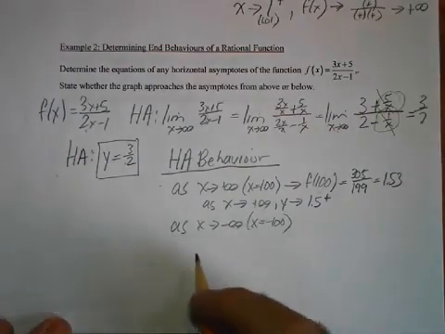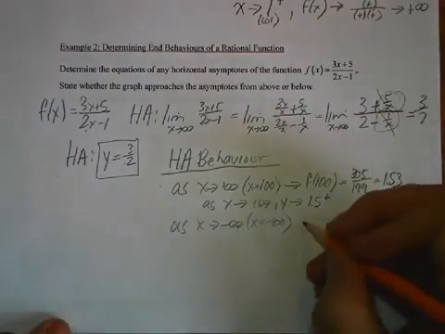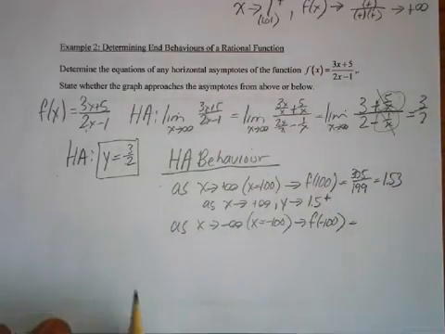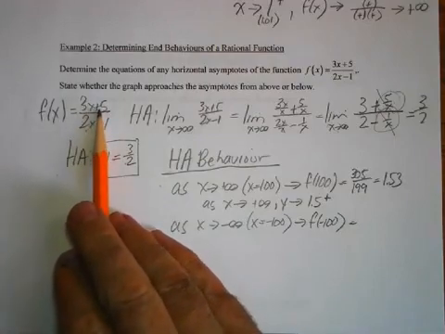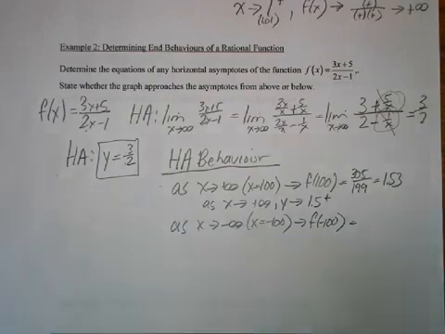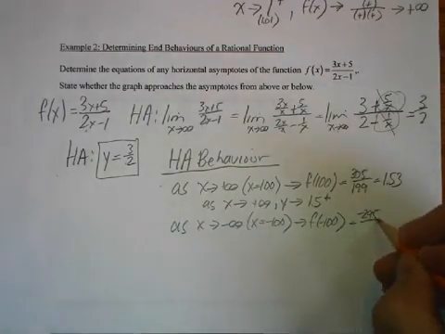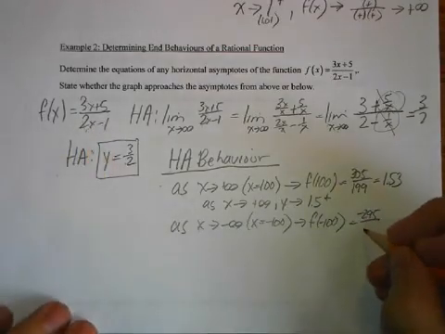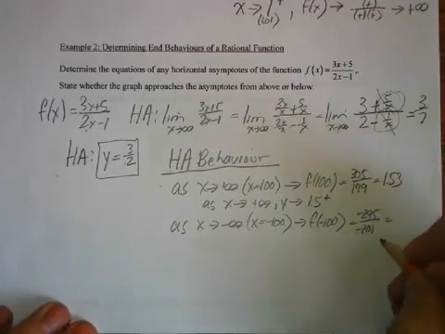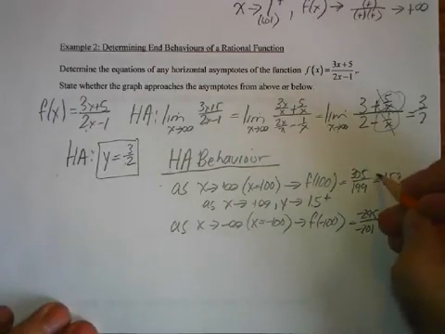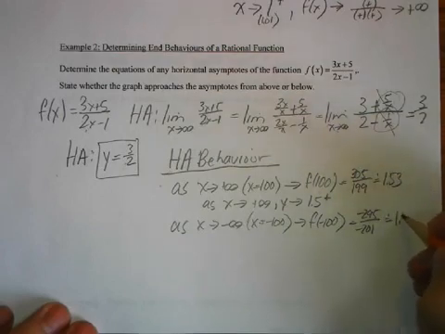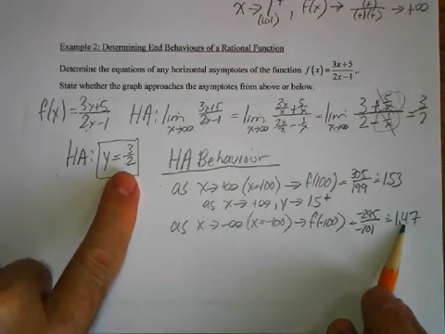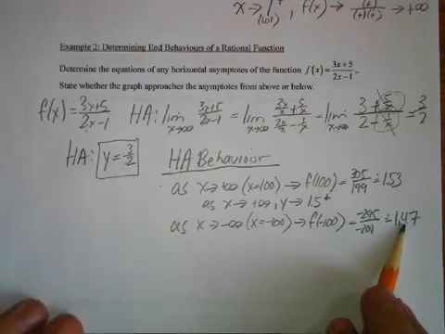Okay, and then I do the exact same thing. Plug in negative 100 for x. If I do that, I get negative 300 plus 5, so that's negative 295, and negative 100 on the bottom, that's negative 200 minus 1, negative 201. These are approximates. That's approximately equal to 1.47. And you can compare the 1.47 to the 1.5. You see, that's below the horizontal asymptote.